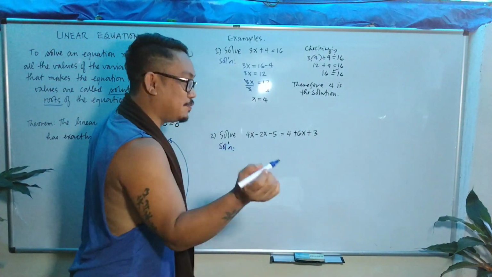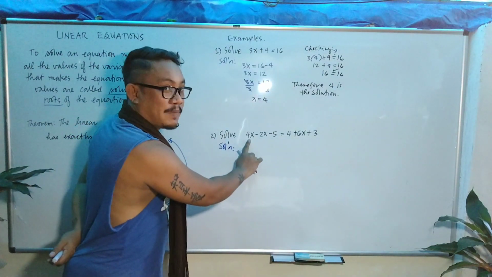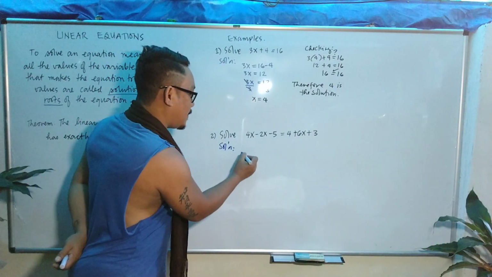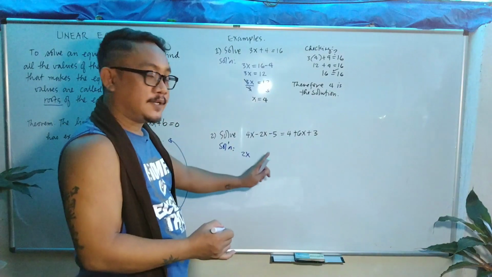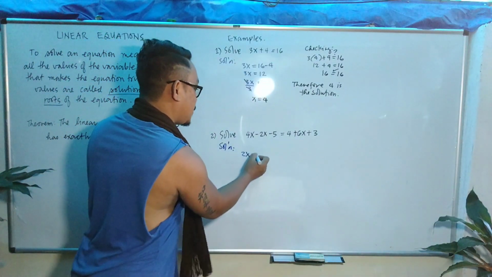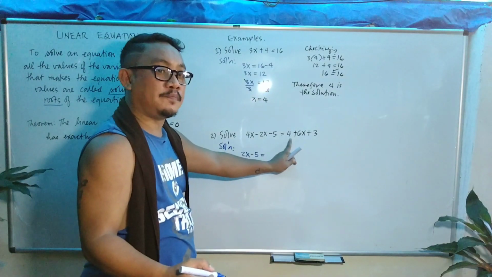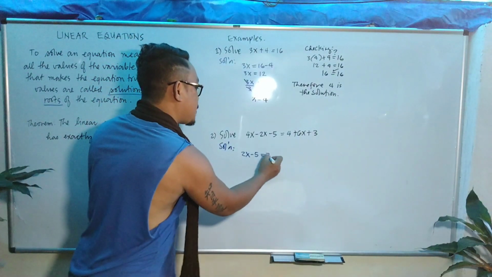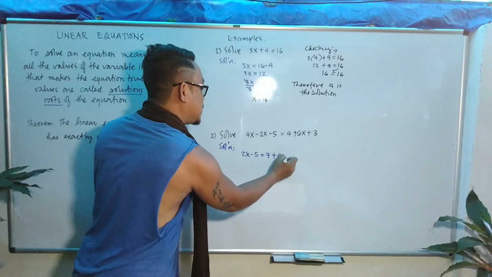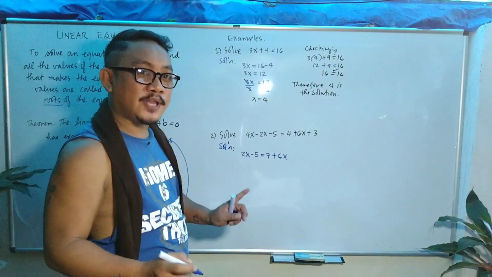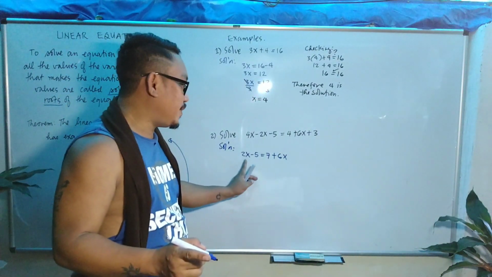Okay. So, pasabot, ato na siyang ma-combine pa. 4x minus 2x, you have 2x. Okay? Then copy minus 5. So, you copy equality. So, we can combine here. 4 plus 3, you have 7. Then, copy plus 6x. Okay?